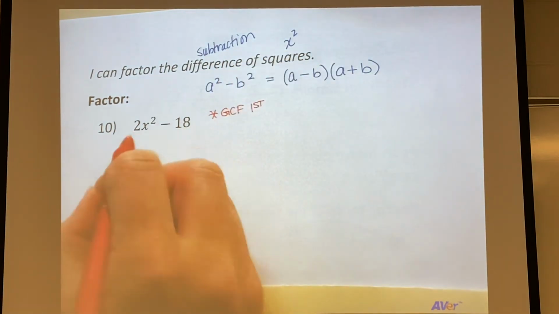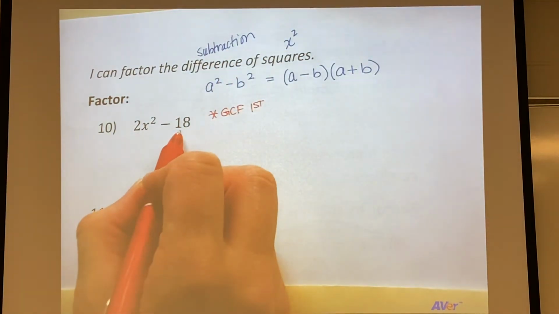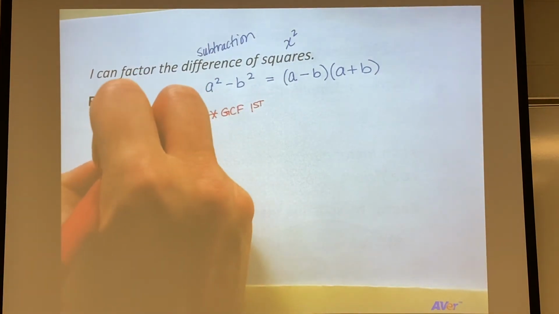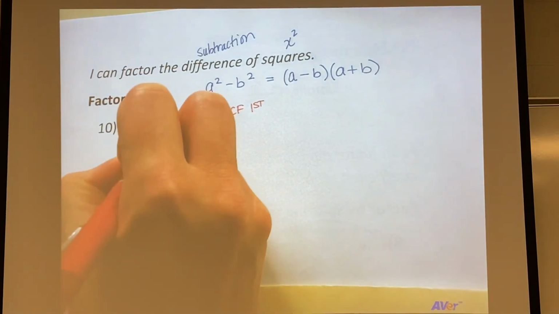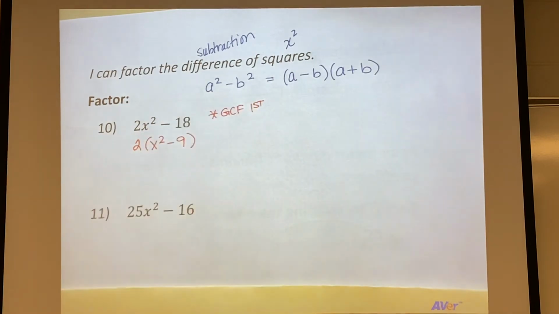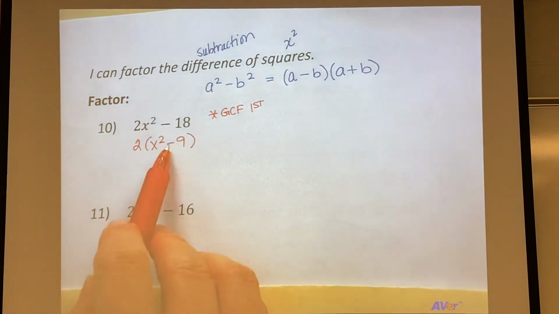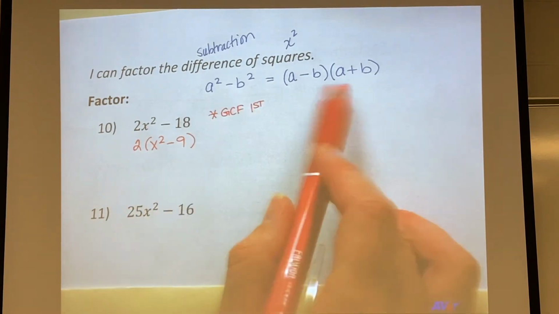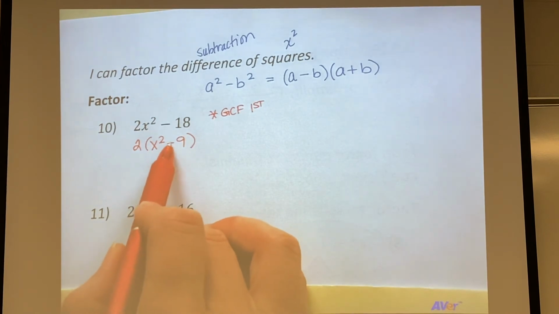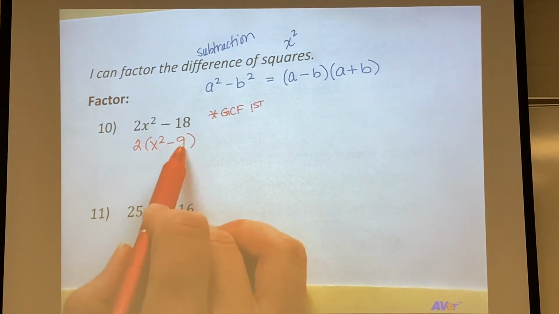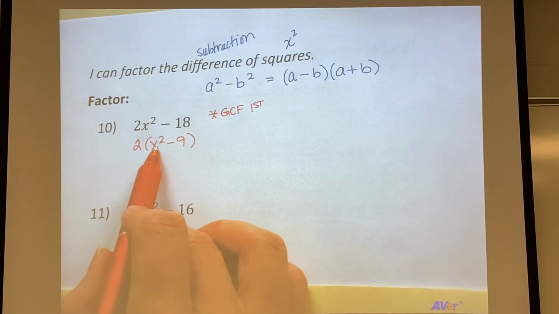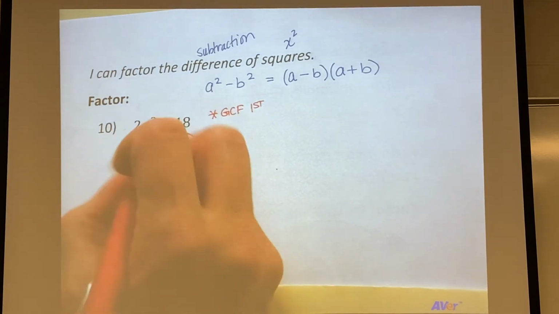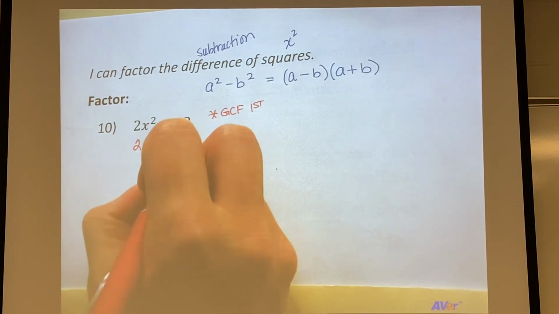So is there anything common here? Yes, they both have a 2 in common. So we're going to start by taking out that GCF. Next, we want to look and see, is it a difference? Are we subtracting? Yes. Sometimes we'll put an addition sign here and then we can't use this pattern. So make sure it's a subtraction sign. Are both of these perfect squares? Can you take the square root of them and get nice answers? Yes, you can. Square root of x squared is x. Square root of 9 is 3.